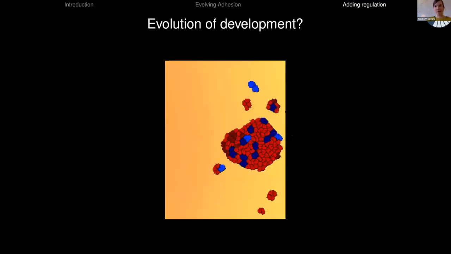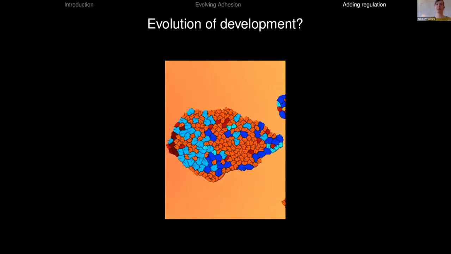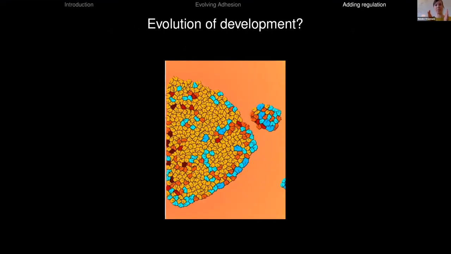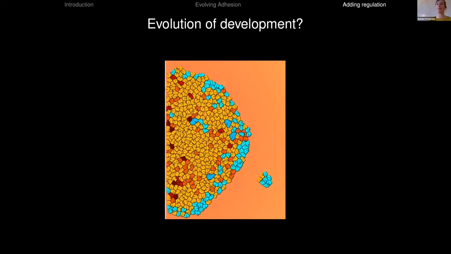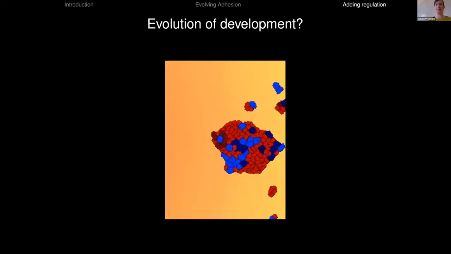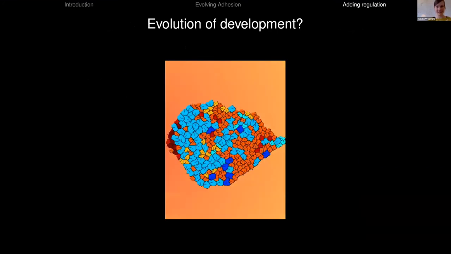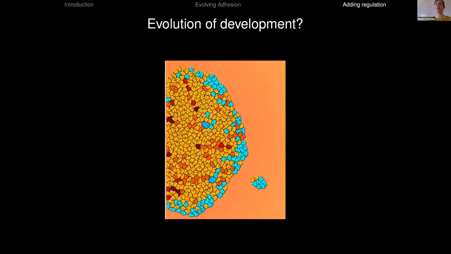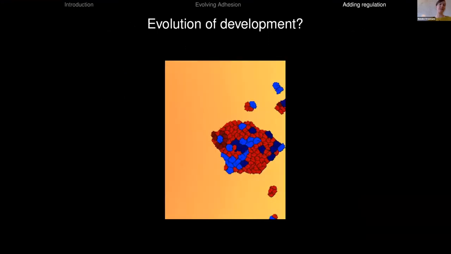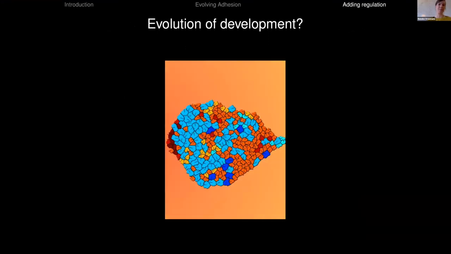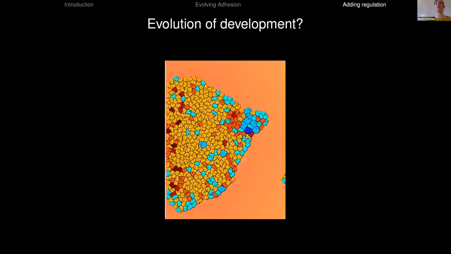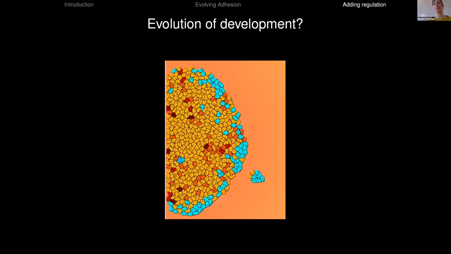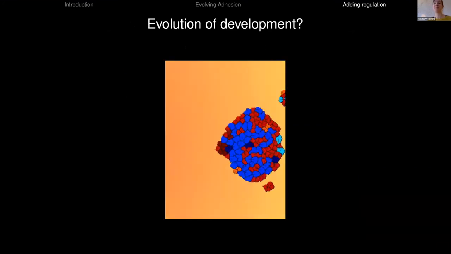And so I will leave you with this sliding frame of an adhering cluster of cells where you can nicely see the waves of divisions going through the tissue. And I'll pose to you the question, can we push this model to start evolving multicellular embryonic development?